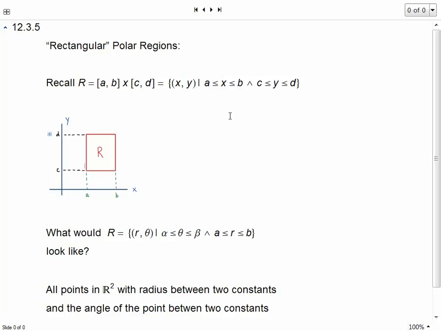So remember, for rectangular back in Cartesian, rectangular meant that our x's were between two constants and our y's were between two constants. Now remember, x and y in Cartesian are our two parameters, right? But what does rectangular mean in polar coordinates? Well, rectangular still means our two parameters are trapped between constants. So the two parameters we have in polar are theta and r. So if I trap my theta between two constants and I trap my radius between two constants, what does that create? What does that look like in two-dimensional space?